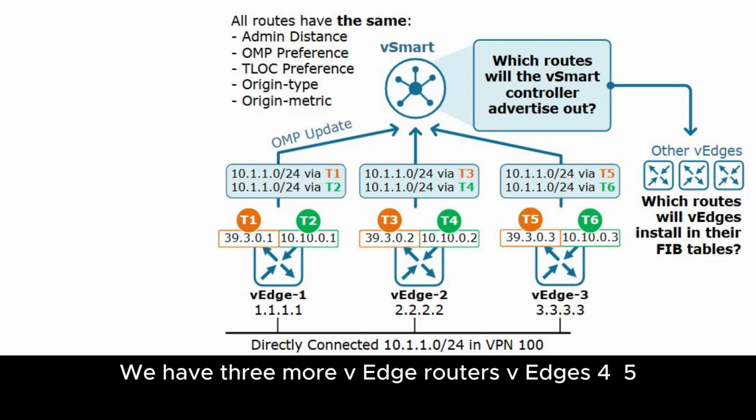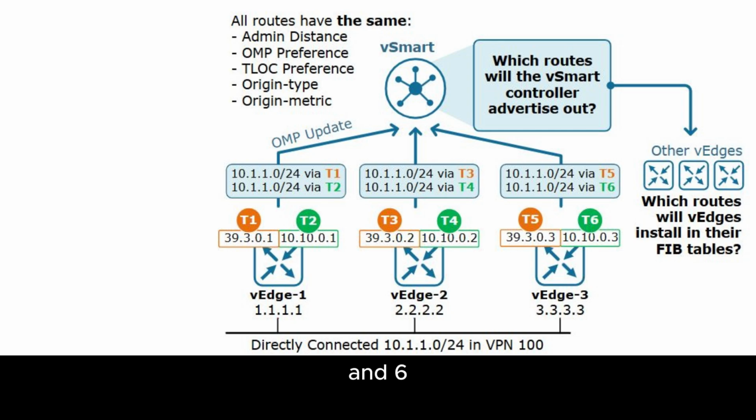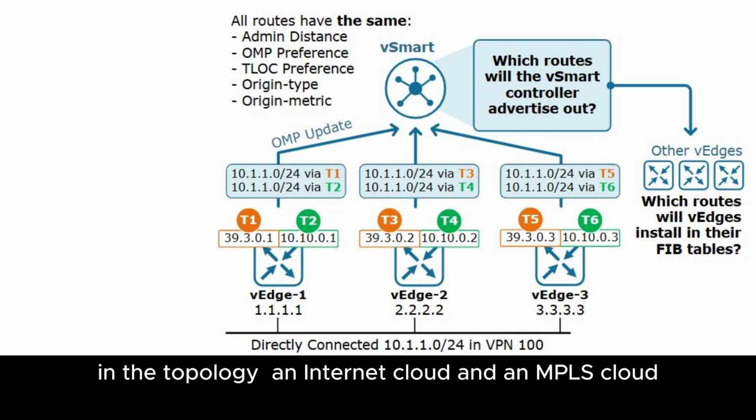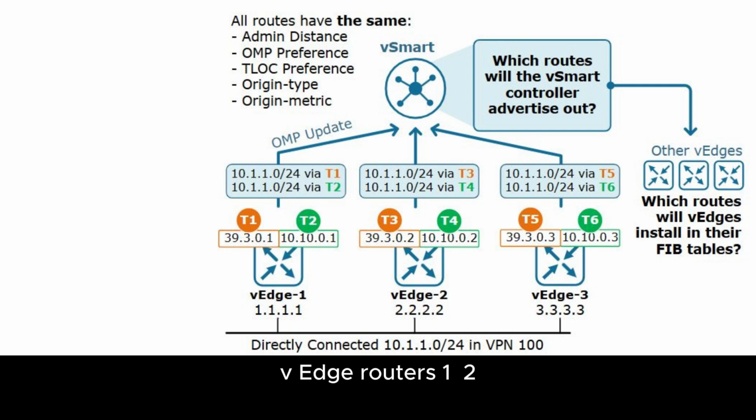We have 3 more vEdge routers, vEdges 4, 5, and 6, that will be referred to as the other vEdges. There are 2 WAN transports that are not illustrated in the topology, an Internet cloud and an MPLS cloud. vEdge routers 1, 2, and 3 have the following transport attachments.